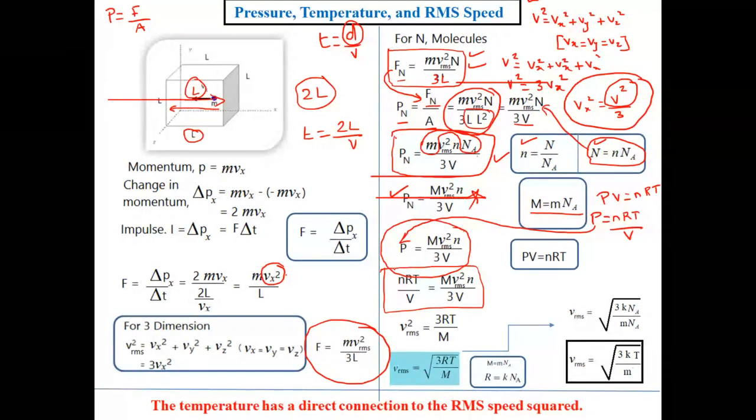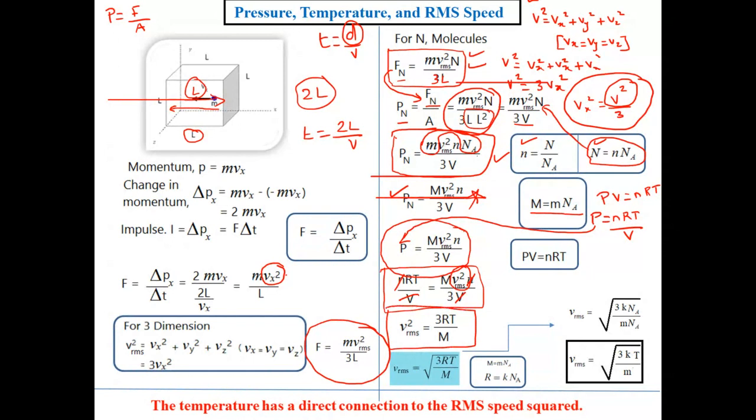Now you can see here, this V and this V get cancelled. This small n and this small n will get cancelled. From this, I can find the root mean square speed square. If you rearrange this equation in terms of V RMS square, I got this equation. Now, if you want to find the V RMS value, what you have to do? You have to take the square root on both sides. Am I right?